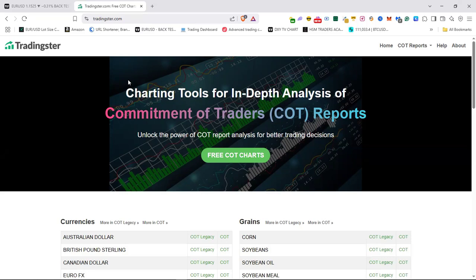It captures all the non-commercials, which is the smart money, the hedge fund portfolio managers, and the commercials, which are the hedgers. Then there are the non-reportables, who are the retail traders, just like you and I. It captures their long positions and their short positions on every asset on the futures market. The futures market is the replica of the contract for difference, which is the forex market.